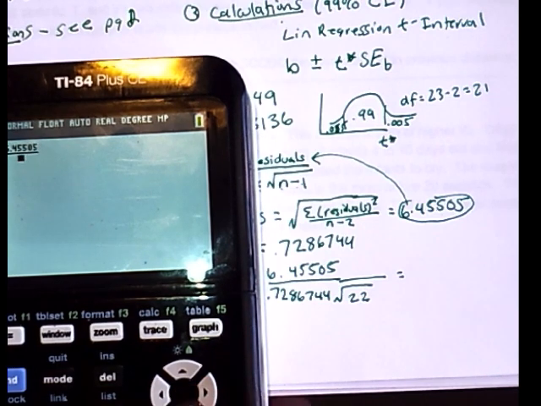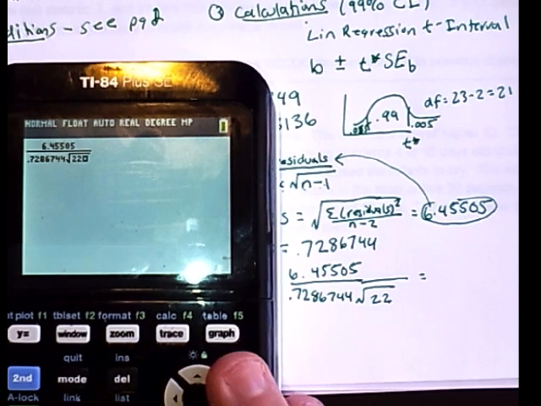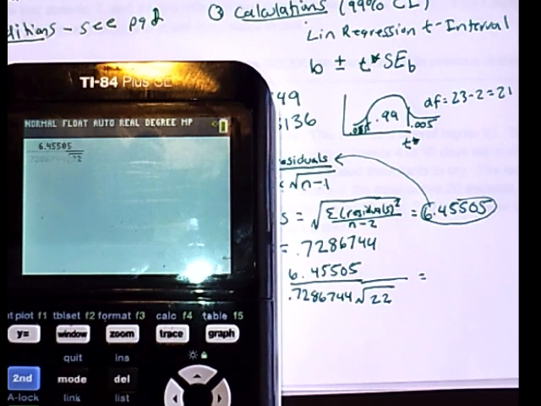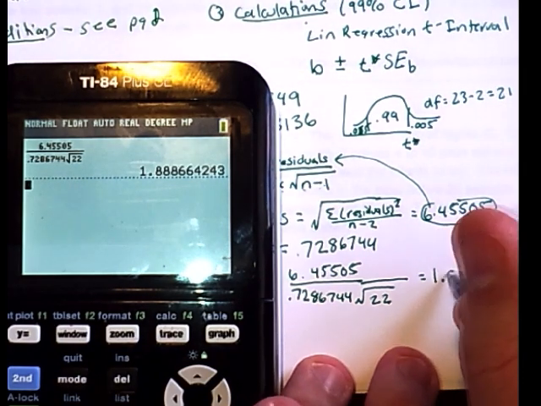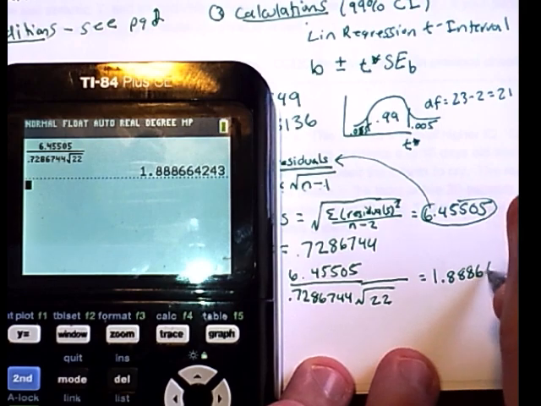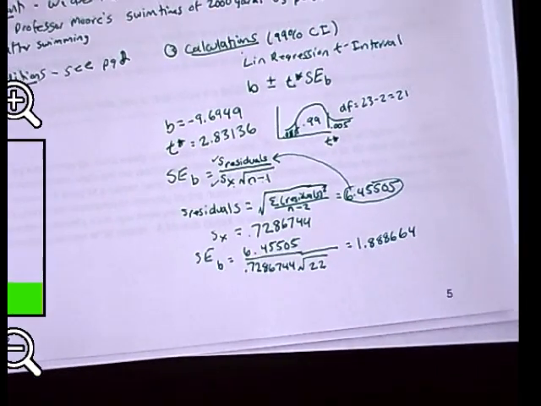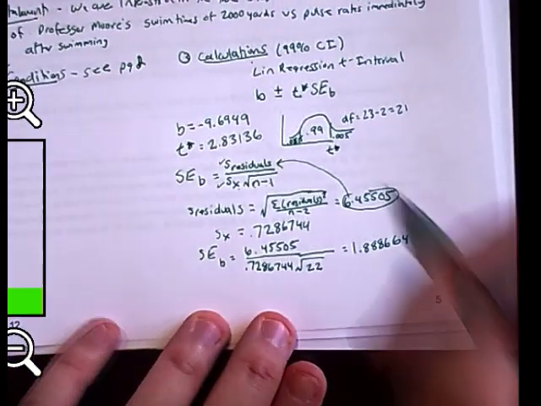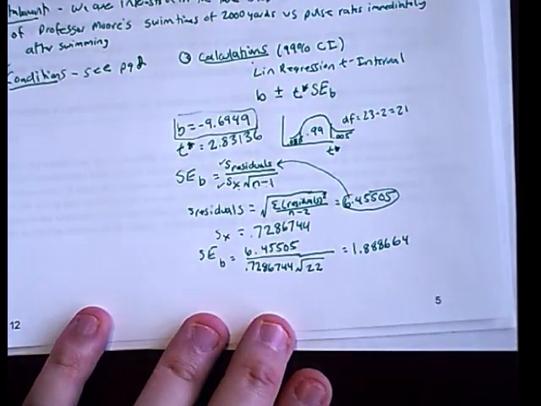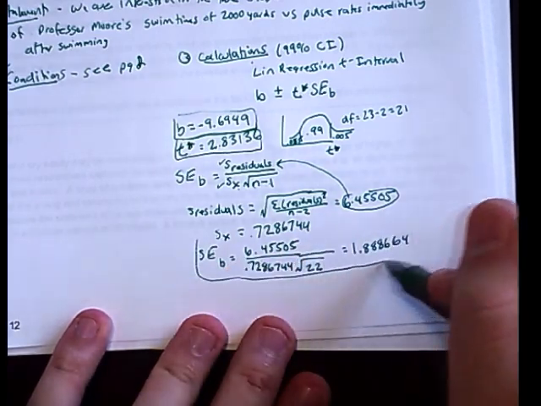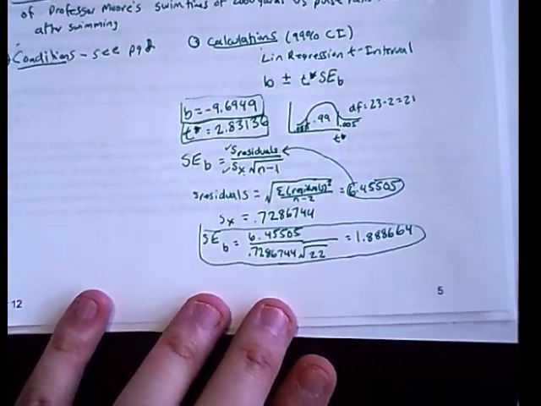6.45505 over 0.7286744. I know my answer is going to be slightly off because of rounding, but that's okay. I'm getting enough decimal places in there. 22. Hit enter, and we get a standard error of 1.888664. It's good enough. Okay, so I got my T star, and I got my SE of B. So all that work, and we still haven't done the calculation yet.